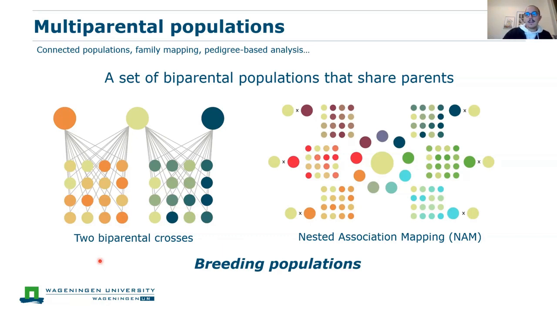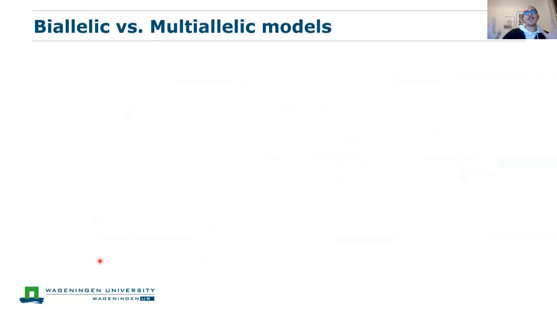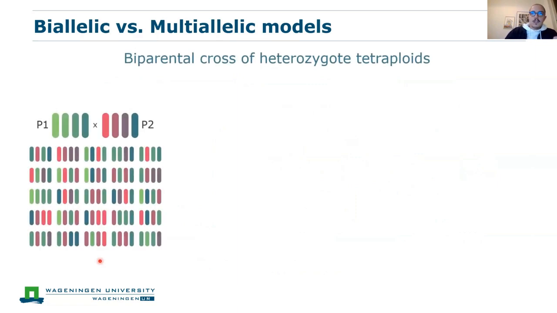Now, the key aspect of doing mapping in a multiparental population can be illustrated by the difference between biallelic models versus multiallelic models. And that's actually the key innovation of MPQTL, that it can use multiallelic models. To illustrate this, let's imagine an example population of a very heterozygous tetraploid biparental population. So in this case, we're not even looking at a multiparental population.